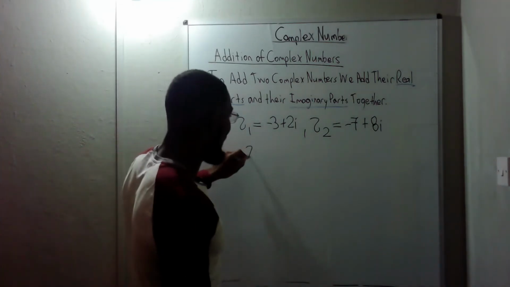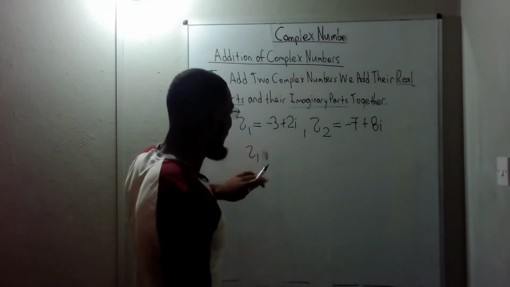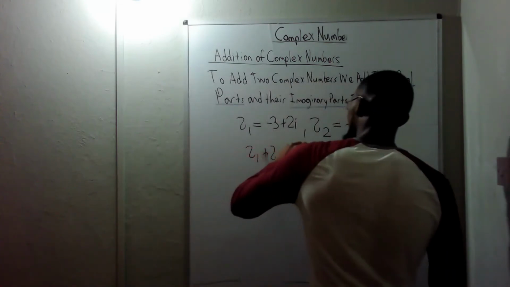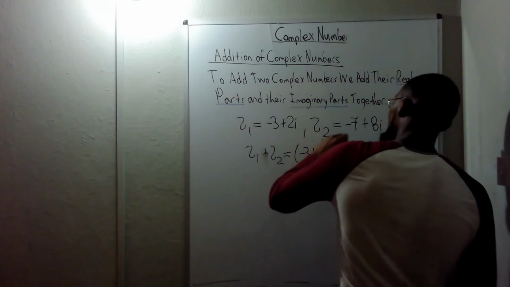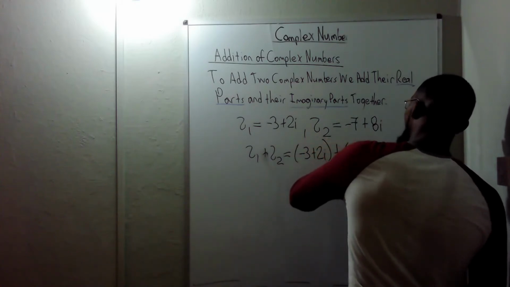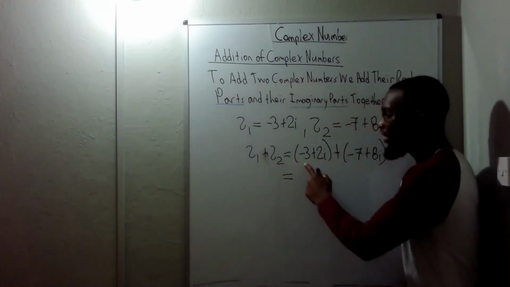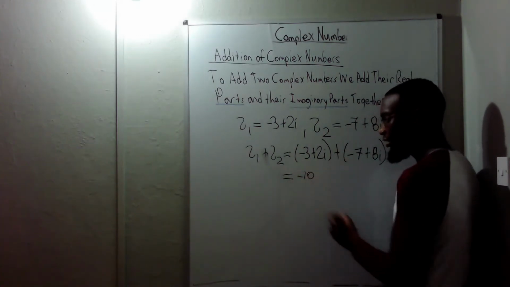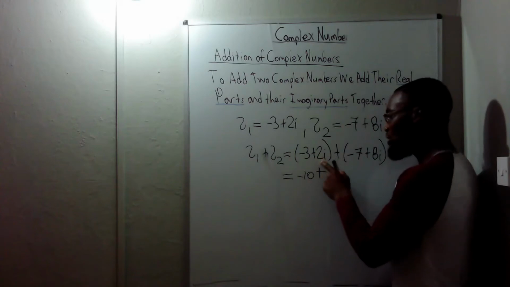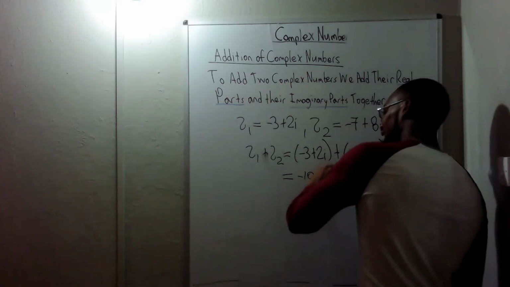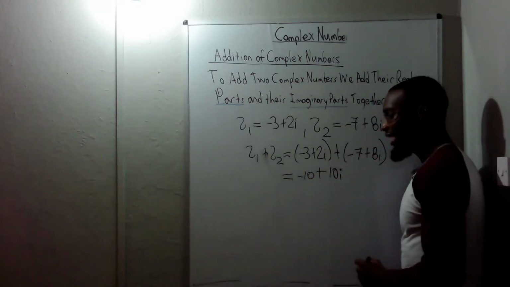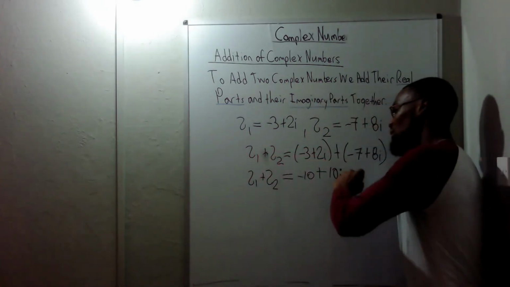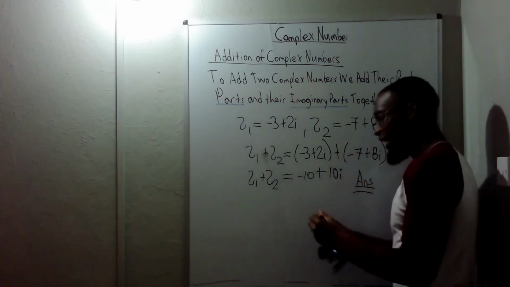Alright, so attempting it now, we know that z1 plus z2 is going to be equal to negative 3 plus 2i plus negative 7 plus 8i. So add their real parts together. Negative 3 plus negative 7 is negative 10, plus we'll add their imaginary parts. 2i and 8i is 10i. And that's z1 plus z2. So z1 plus z2 is negative 10 plus 10i.